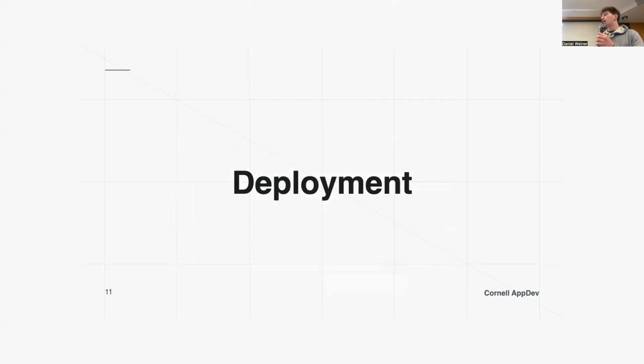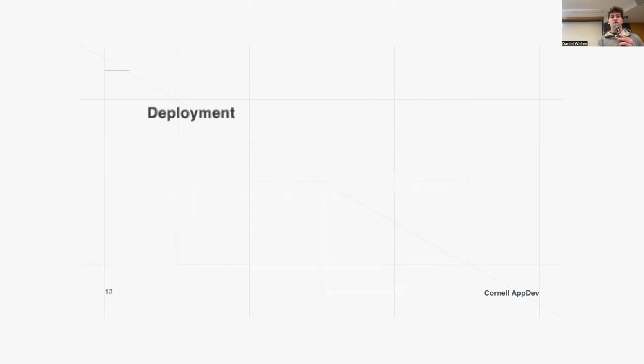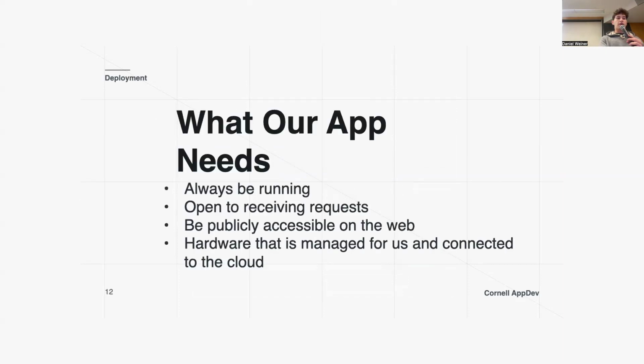So now we're going to delve a little bit more into actual deployment now that we've talked about and covered servers. So what does our app actually need for deployment? Well, we have a few requirements. One is that it always has to be running. Unlike your laptop that you might shut down at night, an app constantly needs to be running and deployed. It needs to be open to receiving requests. So users might try accessing your app from any time zone, if you think about it. And so it needs to be constantly available for a user to send a request.